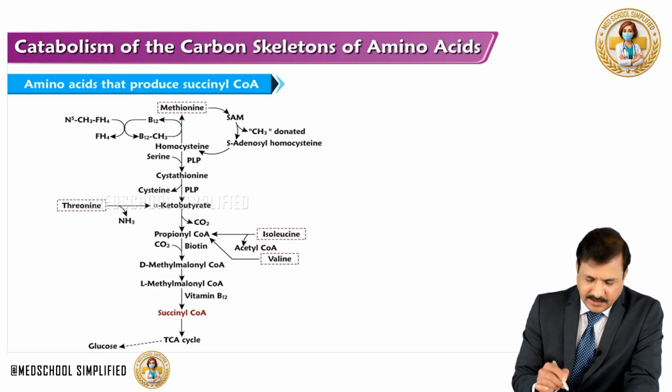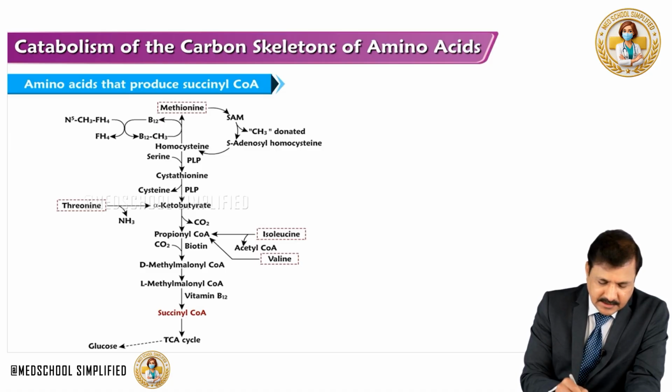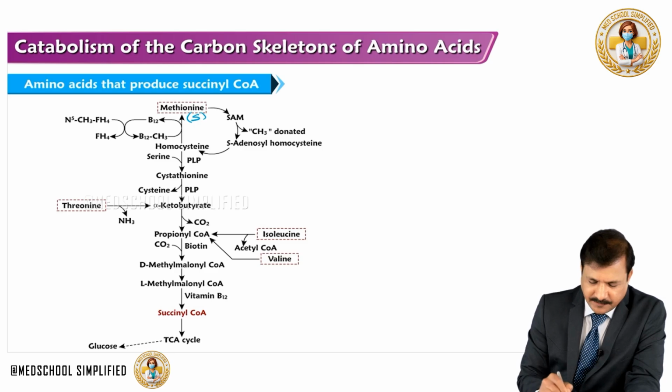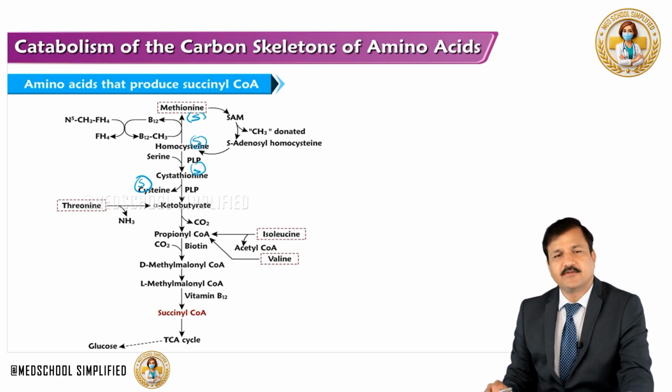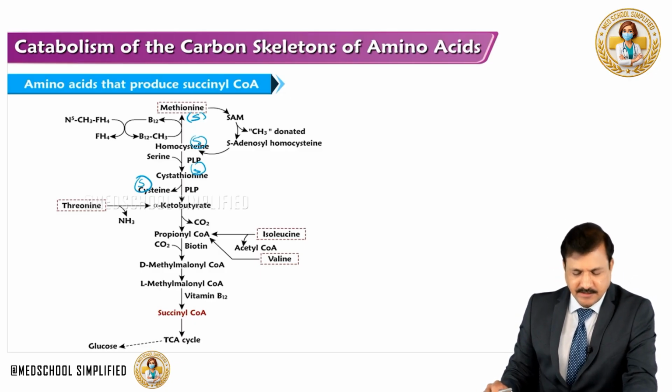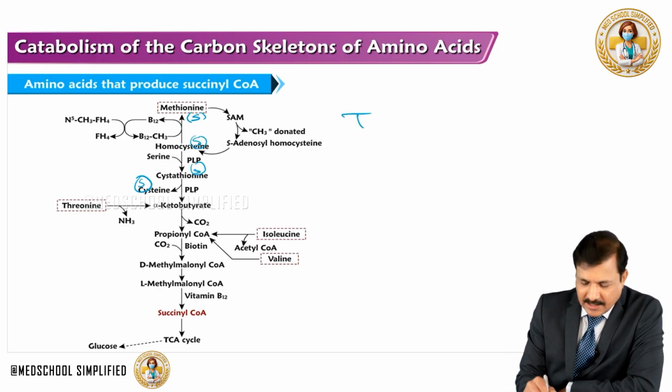So we have seen the trans-sulfuration process. I am going to track that sulfur, methionine sulfur. It is present in homocysteine now, and homocysteine to cystathionine and cystathionine to cysteine. This is how the sulfur is transferred all the way from methionine to cysteine. That's the trans-sulfuration pathway.